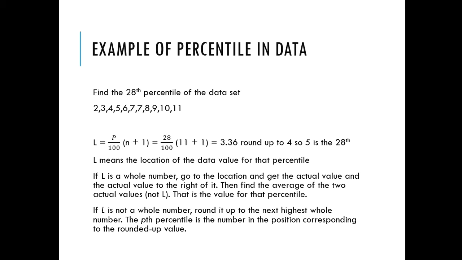These are different rules of rounding, so don't think of it in terms of, wouldn't you round down? Percentiles are different. So you round up to 4. If I go to the actual data value and count 1, 2, 3, 4, the number in the fourth place is 5. So 5 is the 28th percentile for this data set. Because this followed the second rule, because I got 3.36, I have to round to the next whole number. That's how you find percentiles in the data.